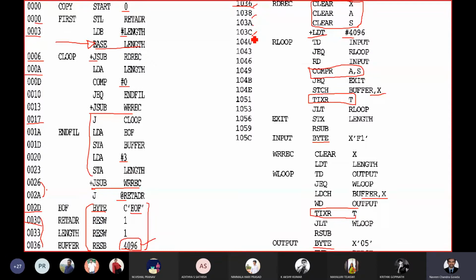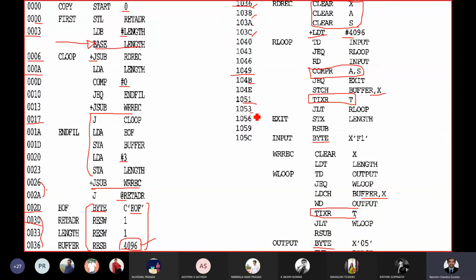Again, you have TD INPUT, JEQ, RD, all those are format 3, so you'll be allocating only 3 bytes to each. You can observe 40, 43, 46, 49. 3 bytes to each. Again, we got one more format 2 instruction, which is COMPR A, S. When you say COMPR A, S, 9 plus 2 is 11, and 11 is nothing but B. Again, you have JEQ, STCH BUFFER, X. All those are format 3, for which you will be allocating 3 bytes. Again, we got one more instruction, TIXR, which is again format 2, for which you need to allocate 2 bytes. So 51 plus 2 has become 53.